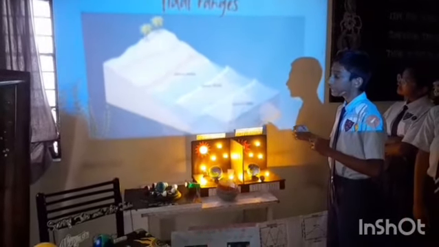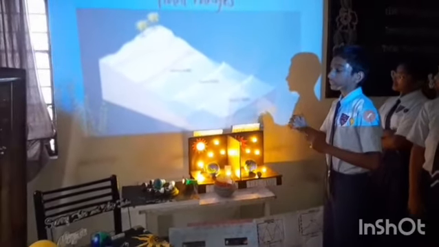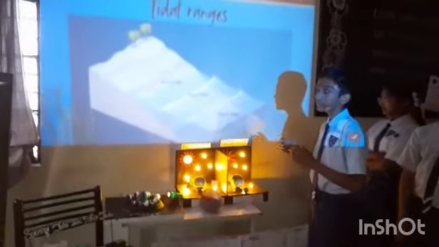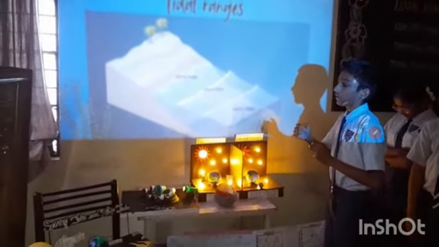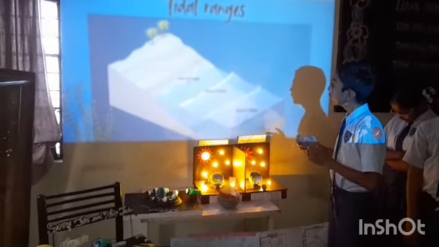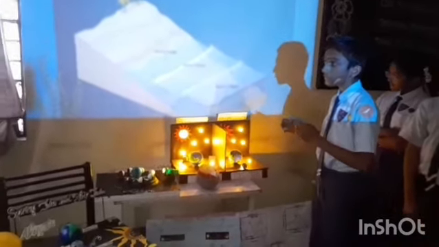Tidal range is simply the difference in height between high tide and low tide. This change in water level is caused mainly due to the gravitational pull of the moon and sun. Tidal range varies depending on the coastline shape and the moon's phase.